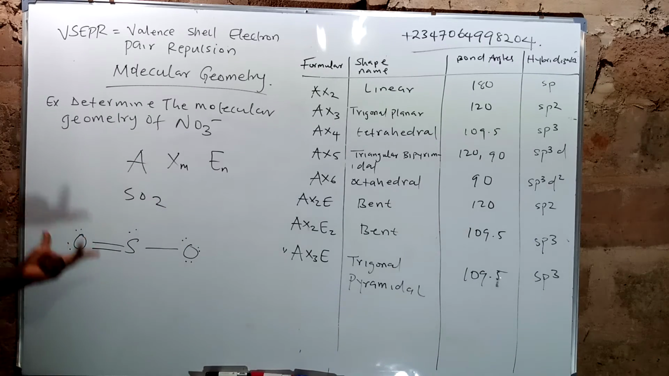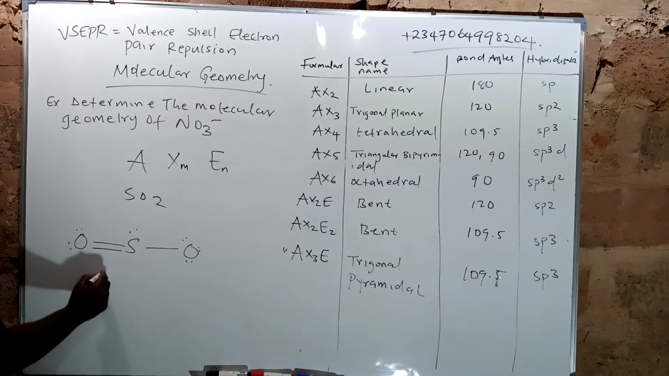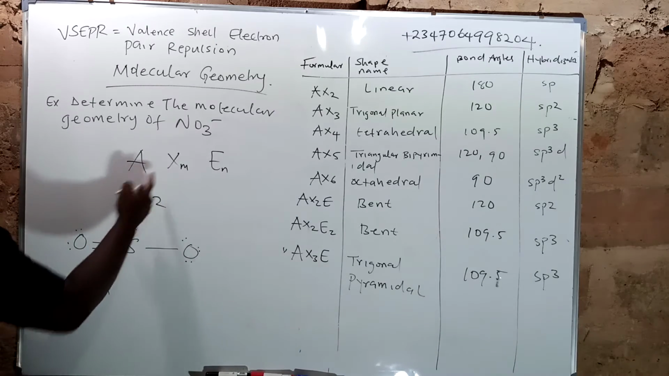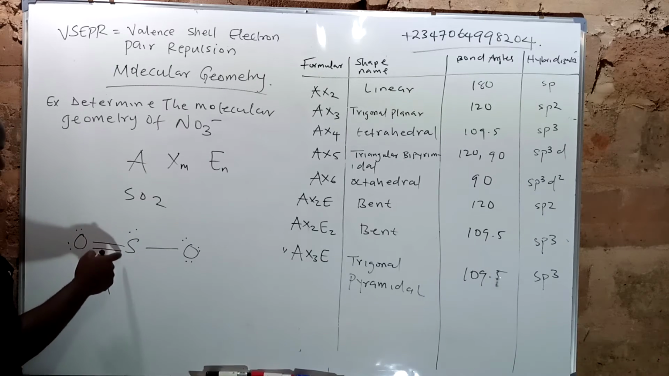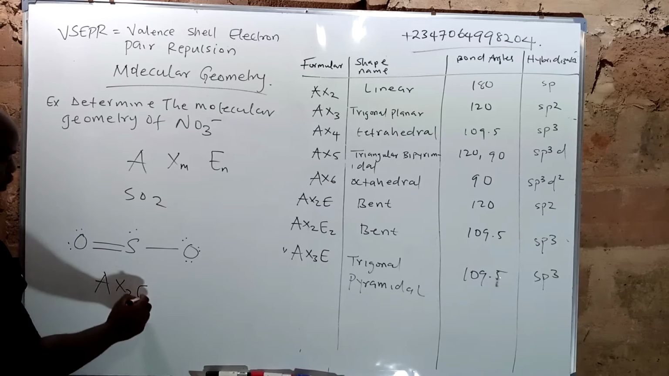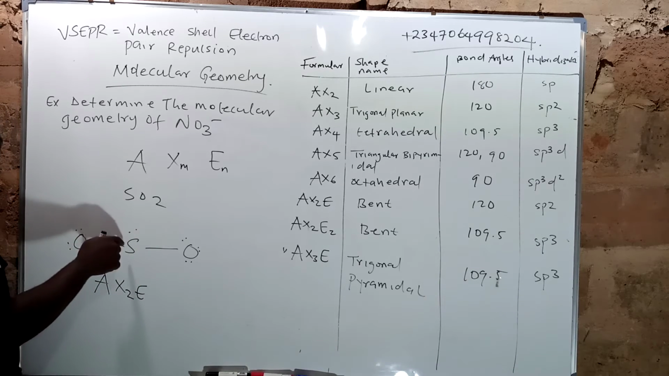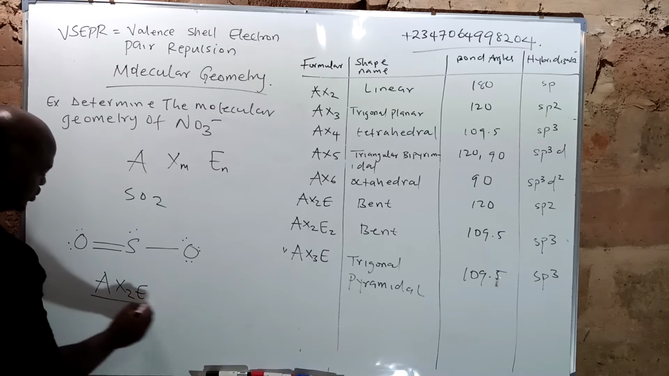So once you draw the Lewis structure, the next thing is you apply this formula. This is your A. Your X is the number of atoms directly attached to the central atom. So the number is 2. And then we talk about the lone pairs directly attached to the central atom. So the lone pair is just 1.